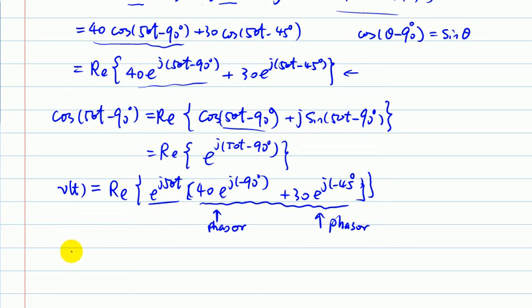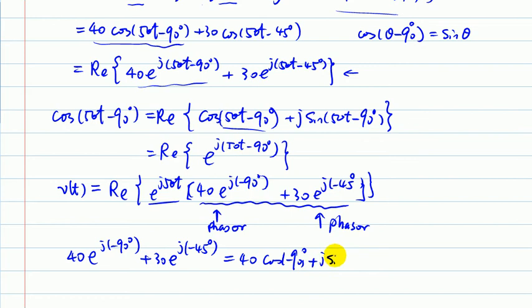Let's see what the addition of the two phasors is: 40 e^(-j90 degrees) plus 30 e^(-j45 degrees). Now it's time to use Euler's formula again. The first term is 40 times cosine negative 90 plus j sine negative 90, and the second is 30 times cosine negative 45 plus j sine negative 45 degrees.